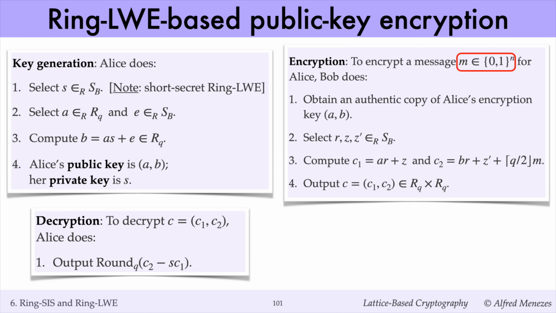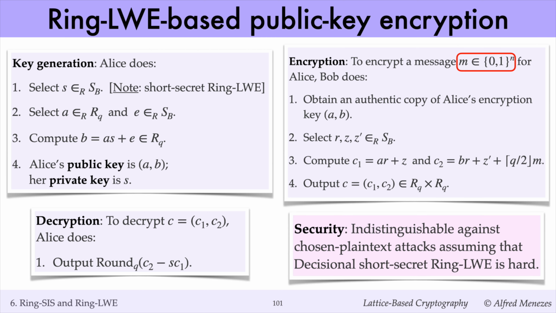To decrypt C, Alice uses her private key S to compute C2 minus S times C1, and then rounds the coefficients of the resulting polynomial. As an exercise, you can prove that the encryption scheme is indistinguishable against chosen plaintext attacks, assuming that the decisional short secret Ring-LWE problem is hard.